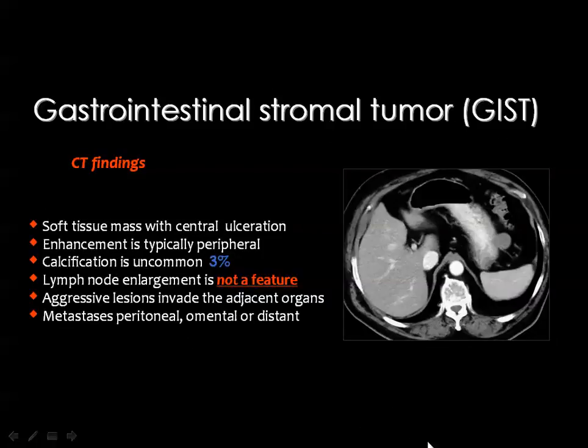And this is one of the CT appearances of a GIST tumor, and this tumor is located near the gastric fundus, and you remember that these tumors may enhance but along the periphery, and calcification is not common. Also, these tumors do not usually give metastasis to the lymph nodes. But in cases of aggressive lesions, you may find invasion of the adjacent organs, especially the spleen or the pancreas or the bowel, and metastasis to the peritoneum or ureter.